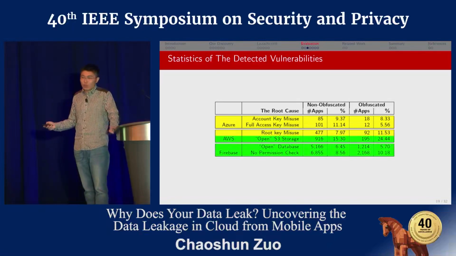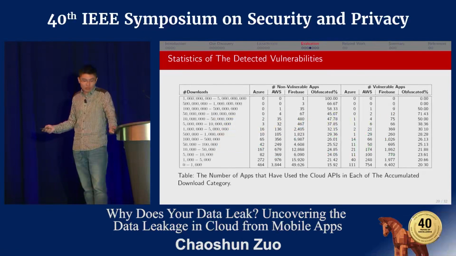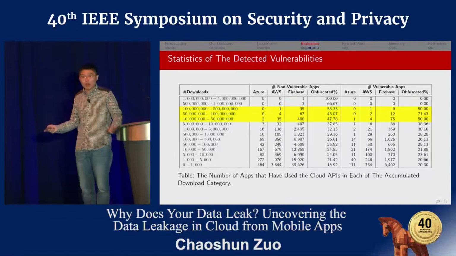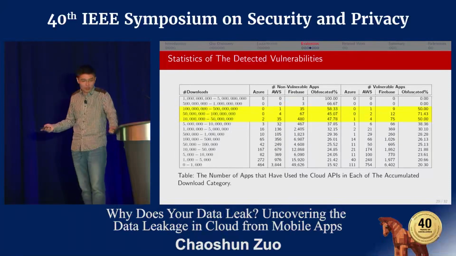And in total, we found more than 15,000 mobile apps are vulnerable. And some of them are very popular. You can see that the vulnerable apps even have more than 100 million installs from Google Play.